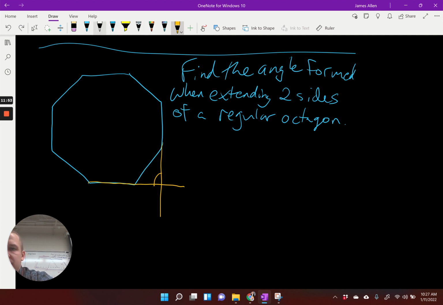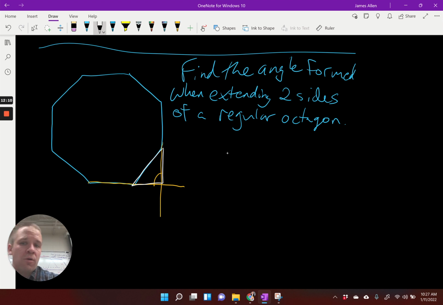Maybe I'll do that in a different color. How about with white? That kind of doesn't really show up. I noticed that the pinks and stuff like that don't really show up that great. All right, so that's a triangle. Maybe I can use that. Can I figure out maybe some of the angles of my octagon? Let's go with that. How can I find the measures of the angles of the octagon?